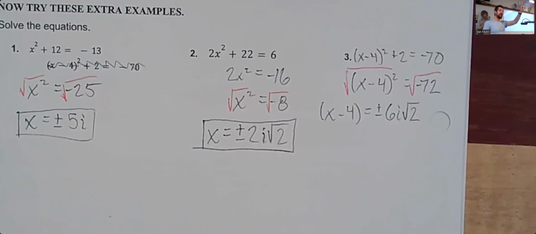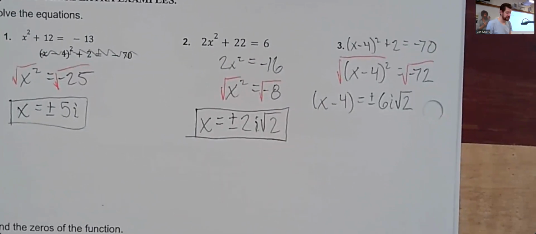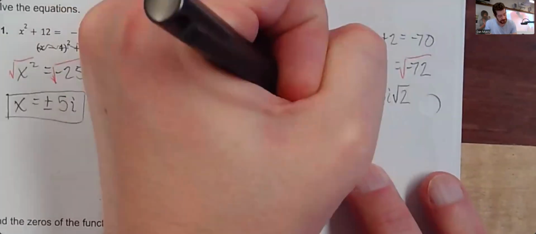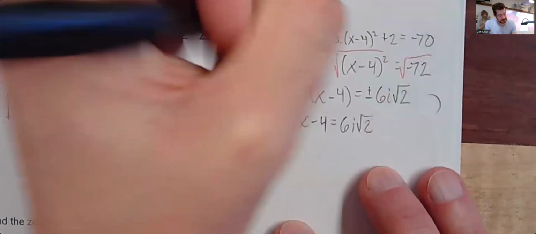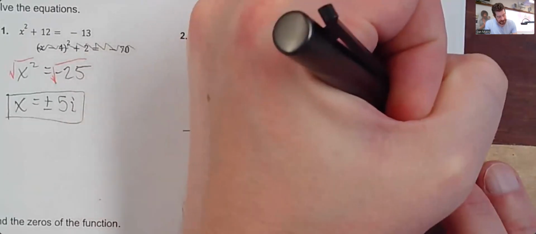Now we have to write two short equations because we solved problems like this when we had positive square roots, and now we can do it with negative square roots as well, which will give us a complex number answer as opposed to just an imaginary number. So we're going to have x minus 4 equals 6i root 2. And then we're going to have x minus 4 equals negative 6i root 2.